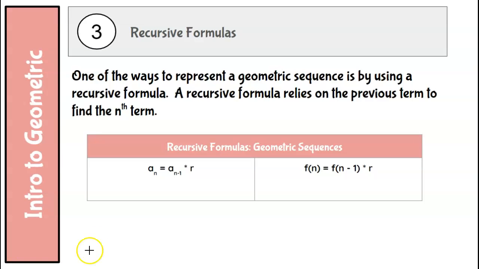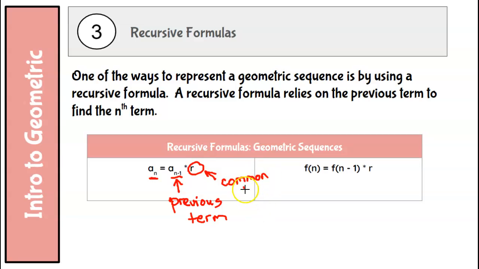Just like arithmetic sequences, one of the ways to represent a geometric sequence is by using a recursive formula. A recursive formula relies on the previous term to find the nth term. Honestly, they're not super useful because you have to know every previous term, but it's good to know the notation. So just like with arithmetic sequences, this means any term in the sequence. This means the previous term. So whatever the term was that came before, and then R is your common ratio.